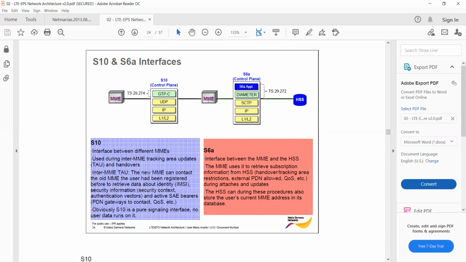You can write down one more sentence: the MME uses it to retrieve subscription information from the HSS. In any scenario it can retrieve, like initial attach, during handover, tracking area update, those things. No need to write those things, just write a simple sentence: the MME uses it to retrieve subscription information. That's it. Keep it simple.